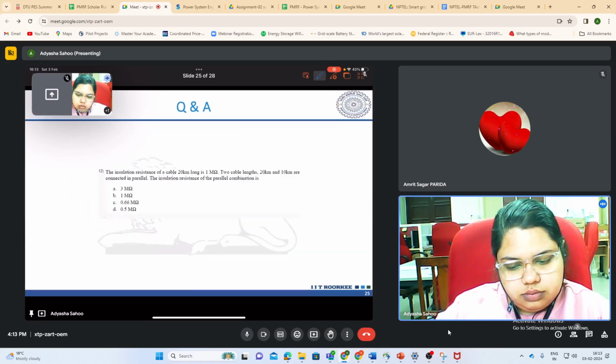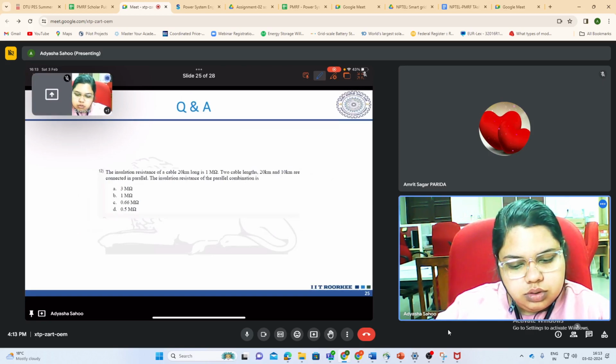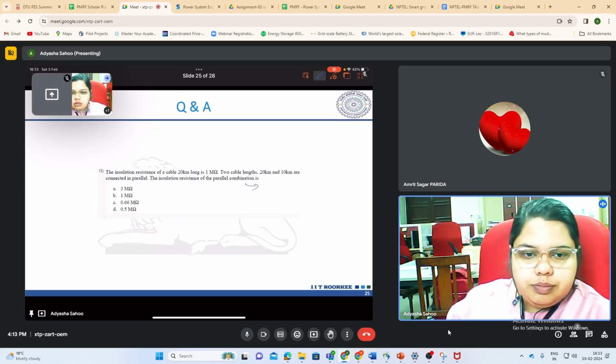Next one. The insulation resistance of a cable 20 km long is 1 mega ohm. Two cables, 20 km long and 10 km, are connected in parallel. What is the resistance of the parallel combination?